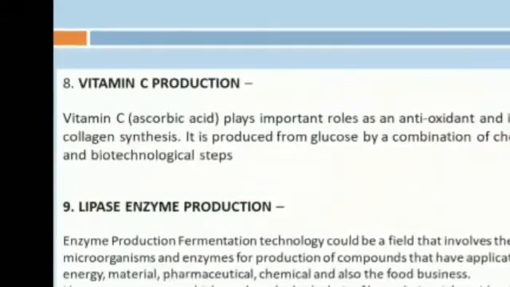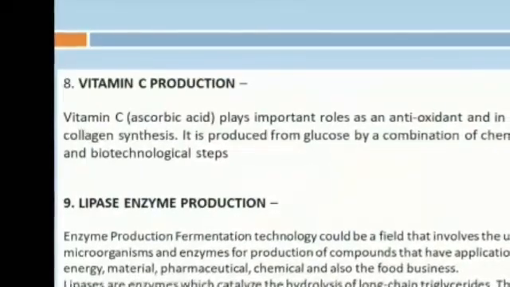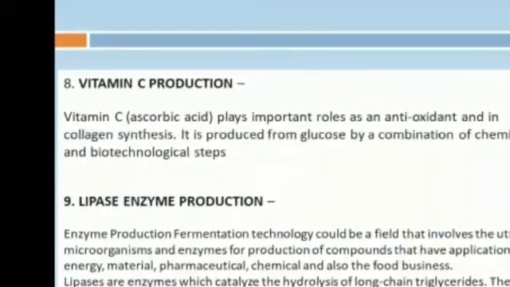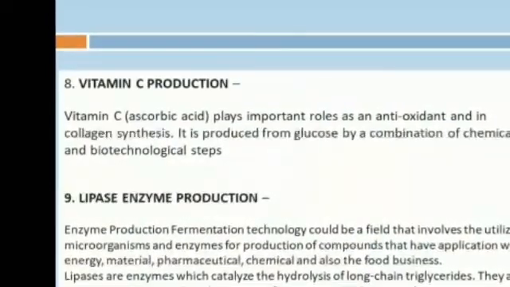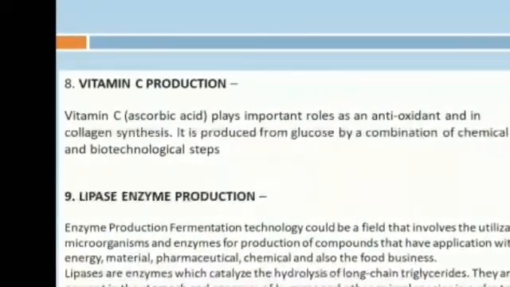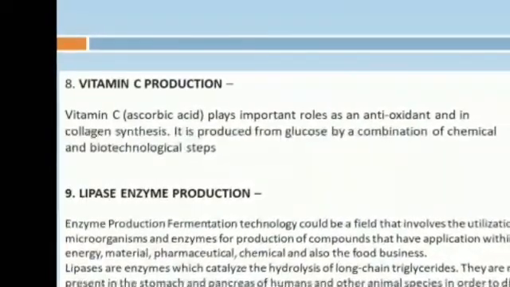Vitamin C production. Vitamin C, or ascorbic acid, plays an important role as an antioxidant and in collagen synthesis. It is produced from glucose by a combination of chemical and biotechnological steps. Now the last, lipase enzyme production.